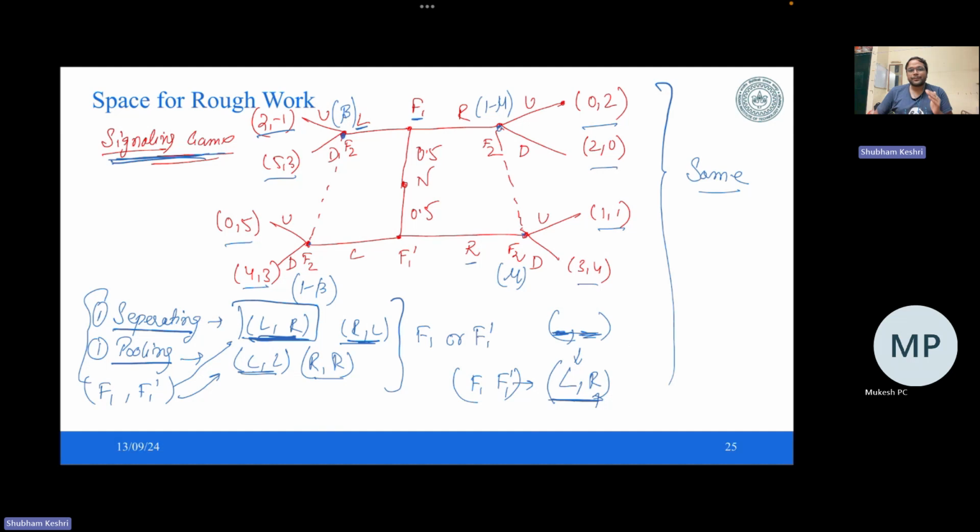In a signaling game, if I am a hardworking student, I will try to signal that to the recruiter. If I directly tell him, "Bhaiya, I am a hardworking person," he will not believe it. So I will show him my projects, my certificates, my achievements. In some way, I will signal.